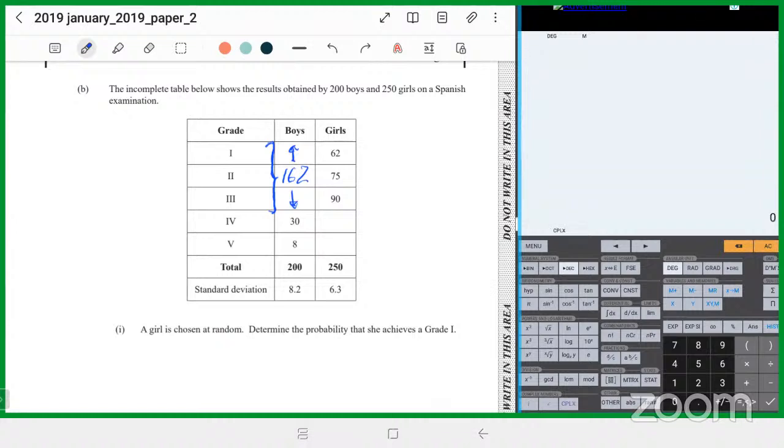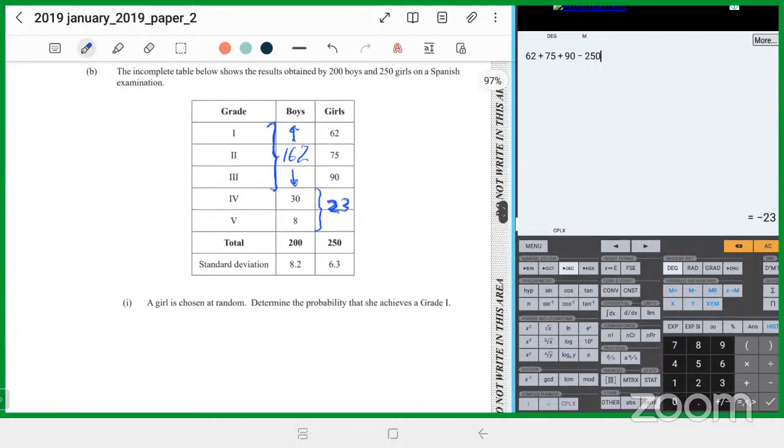Over here, that is 62 plus 75 plus 90, 227. Subtract that from 250. That's 23 persons. So here, we had 23 persons who failed on the girl side, right?